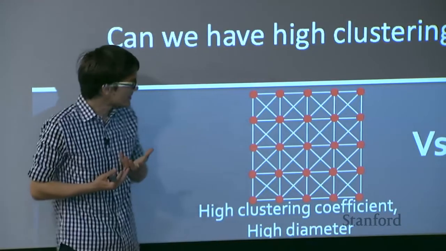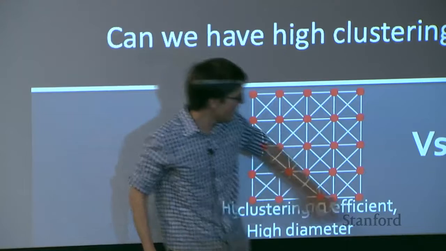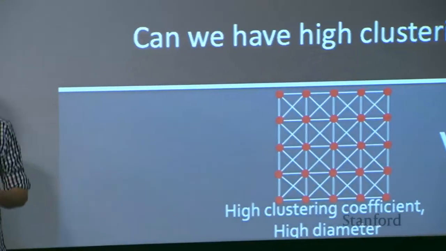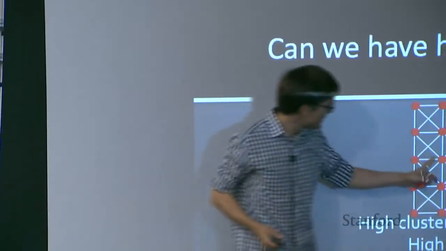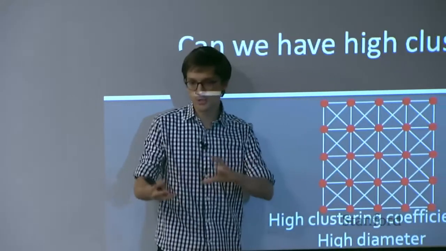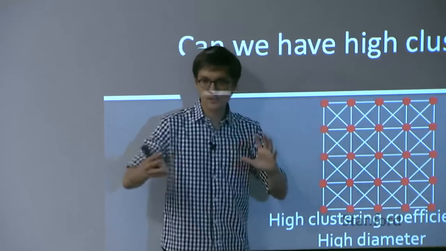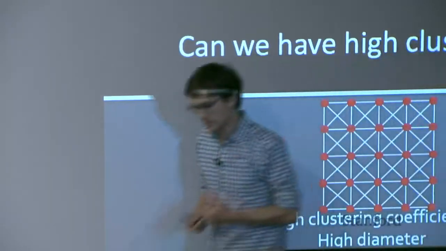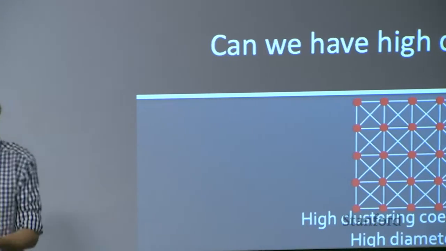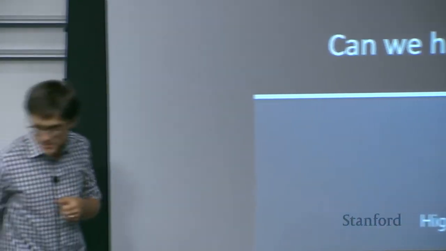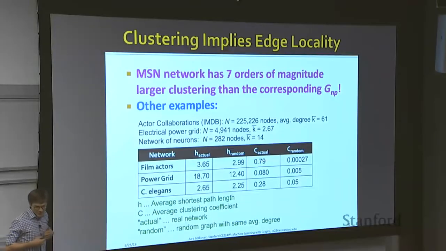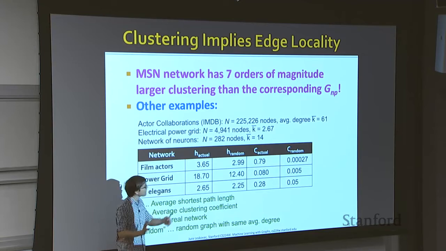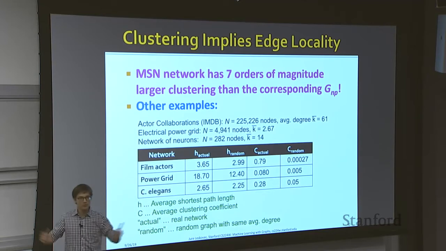So the question is, can I have high clustering, but also low shortest paths? Because it seems that social networks have both. They have a lot of these redundant connections that don't bring down the diameter of the graph, but they still have a small diameter. So the question is, why is that? How could I have both? As I showed you in the Messenger network, the clustering coefficient between the Messenger network and the random graph was 7 orders of magnitude off.